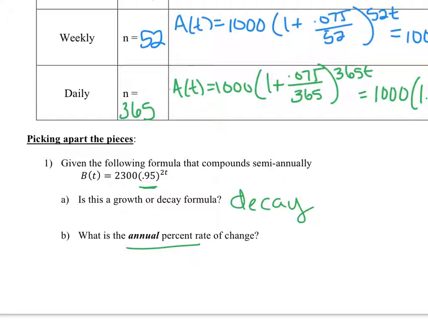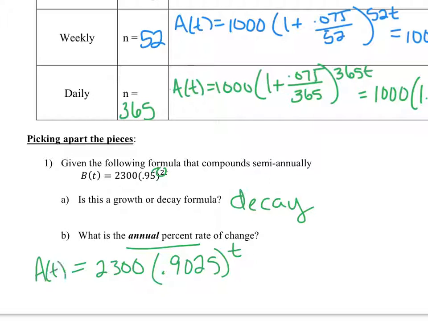What is the annual percentage rate? Well, the annual percentage rate is if this was raised to just the t power. So what we do to figure that out is we bring in the 2. So this isn't if this was compounded annually. This is what percentage I'm going to earn per year on this investment that I'm making. So we just do 0.95 and we square it. We bring that 2 inside. And so 0.95 squared is 0.9025 to the t power.